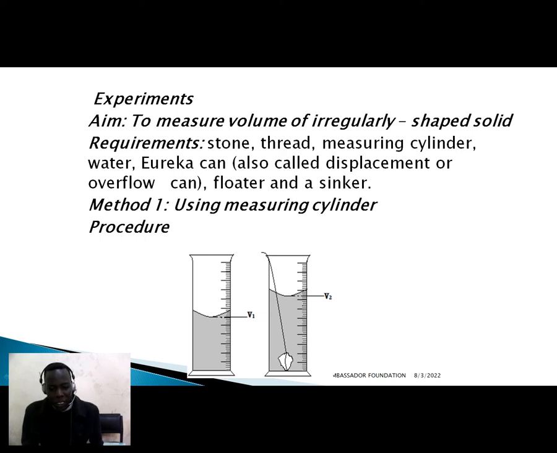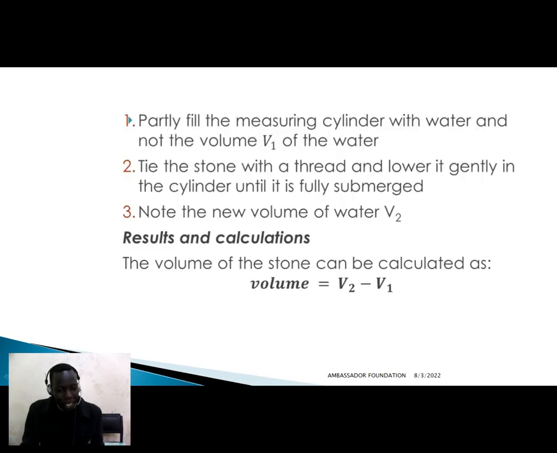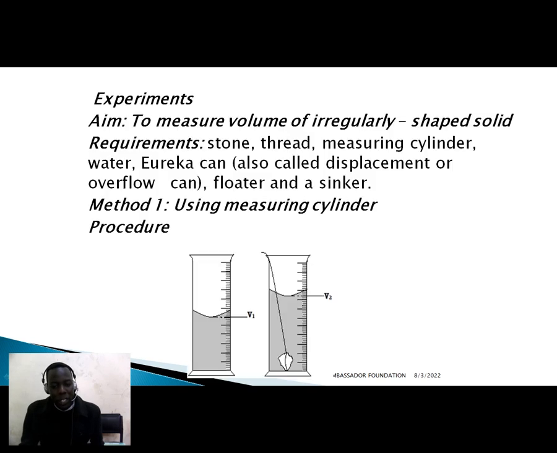The solid is immersed and the volume rises to volume V2. Why did it rise from V1 to V2? Because a solid was immersed in it. So now the volume of the solid would be V2 minus V1, as simple as that. You tie the stone or whatever to a thread so that you can insert it. Do not allow liquid to splash out because it will lie to you.